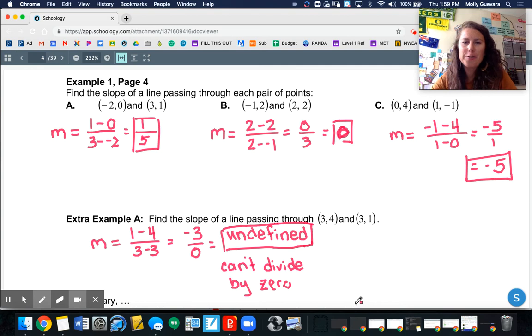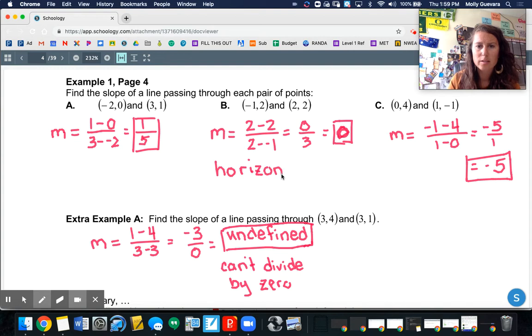Hopefully you had a chance to do these. Look these over real quick. A couple things that I want to point out as we go through. You should have gotten 0 for B, right? Anytime you have 0 on the top of a fraction, you're going to get 0. And because of that, a very special type of line has a slope of 0, and that special type of line is a horizontal line. Horizontal lines are the only lines that have a slope of 0.